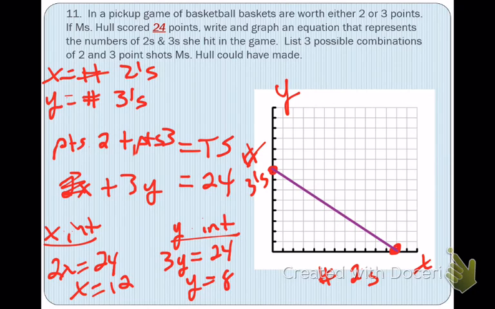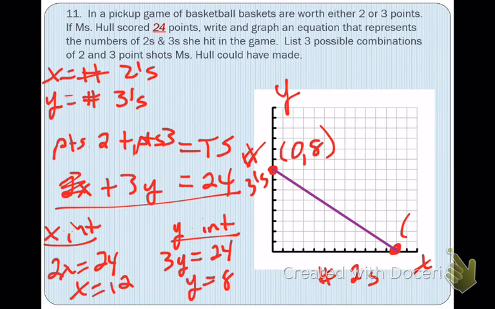Because like I said, the graph will show us the combinations of 2's and 3's that she could have hit. Okay? And here's what I mean. The coordinates for this y-intercept is 0, 8. Which means that x is 0, y is 8. And that would satisfy this equation. And so therefore, that would tell us that she hit 0 2's and 8 3's.